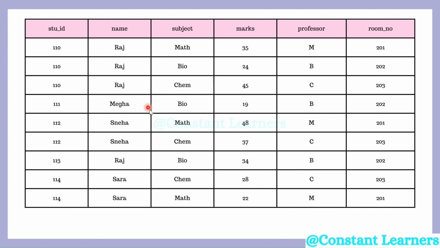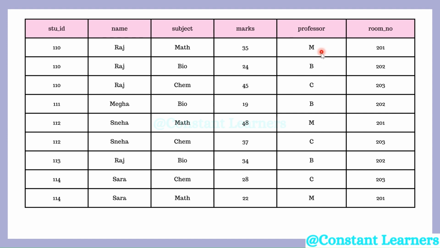Now, let's discuss the dependencies here. That means which attribute is dependent on which other attribute, right? Now, if I tell you, tell me the name of the student with ID 111. So, we'll quickly look at 111 and say that it is Megha, right? 114 is Sarah, right? So, we understand that this name column is dependent on the student ID. If we have the student ID, we can immediately know the name of that particular student, right? So the first functional dependency is that name is dependent on student ID.